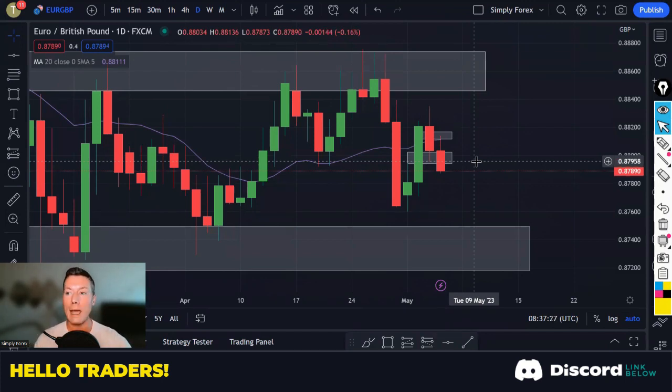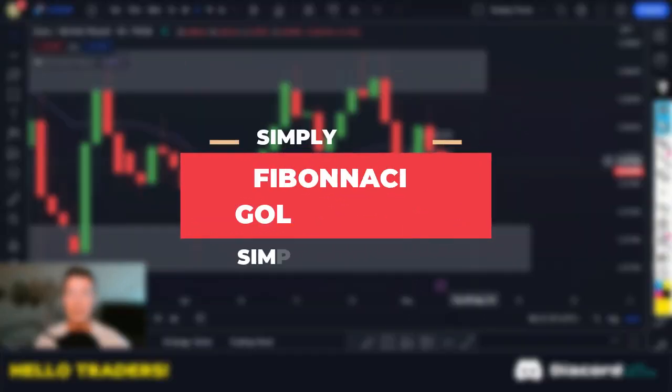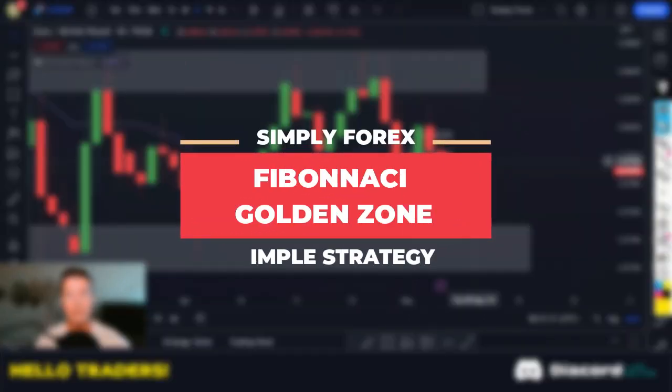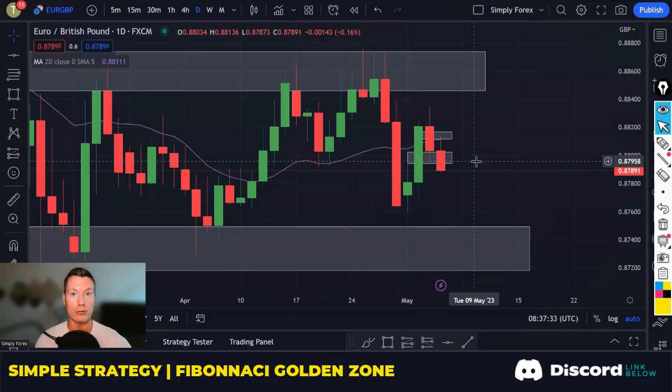Today we are going to look at Fibonacci retracement levels to find some really good entries on our trades. Okay, so this is what we're going to focus on. There's a certain level called the golden zone that we look for when using Fibonacci retracement levels. So that's what we're going to focus on today and try and pinpoint some good trades.